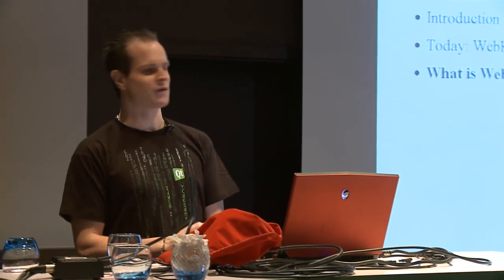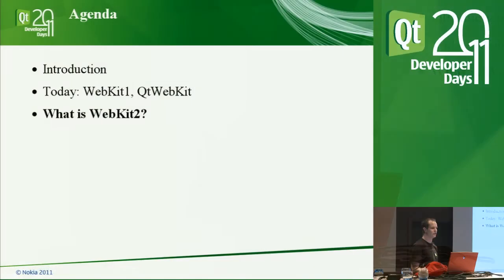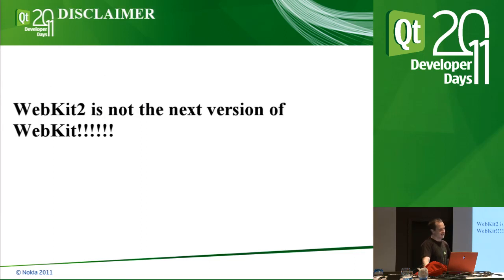You find in Qt 4.7 or 4.8 all those well-known classes: QWebView, QGraphicsWebView, QWebPage, QWebFrame. I'm not going to go into details. You go to the documentation of Qt, you'll find it. So now, what is WebKit 2? Why did we think about it? It looks like we make another version. It's not. WebKit 2 is not the next version of WebKit.